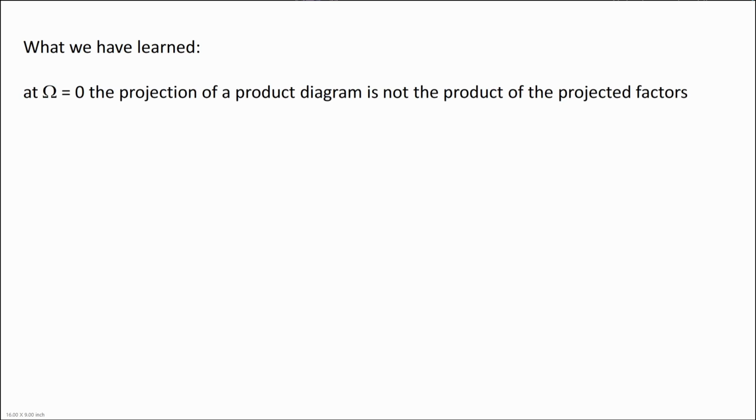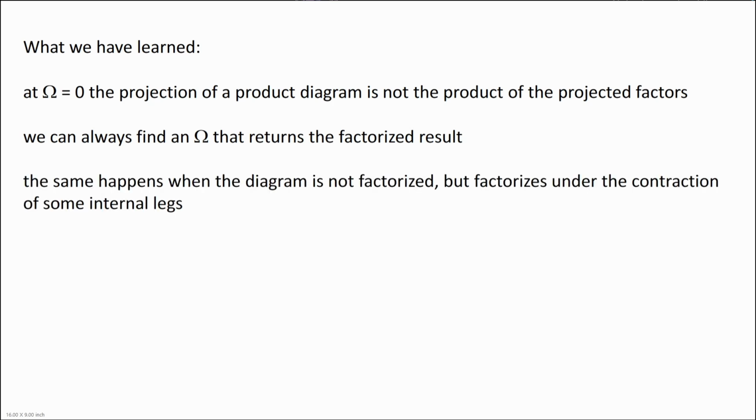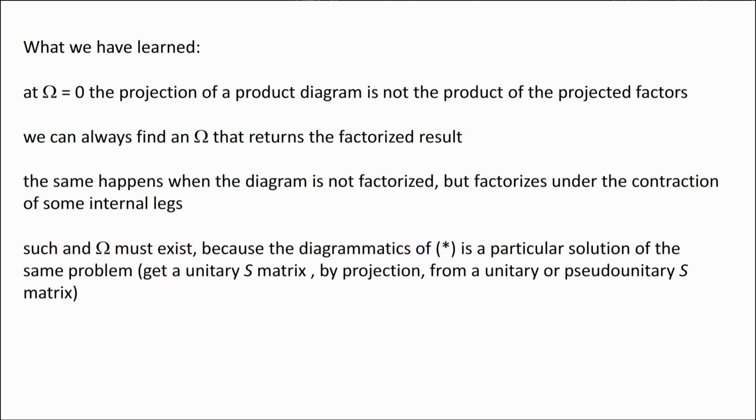So we're getting to the conclusions quickly. What we have learned is that with omega equal to 0, the projection of a product diagram is not the product of the projected factors, but we can always find an omega that returns a factorized result, and the same happens when the diagram is not factorized or factorizable, but it factorizes under the contraction of some internal legs, as in the box with diagonal, which becomes the double bubble when you contract the diagonal.